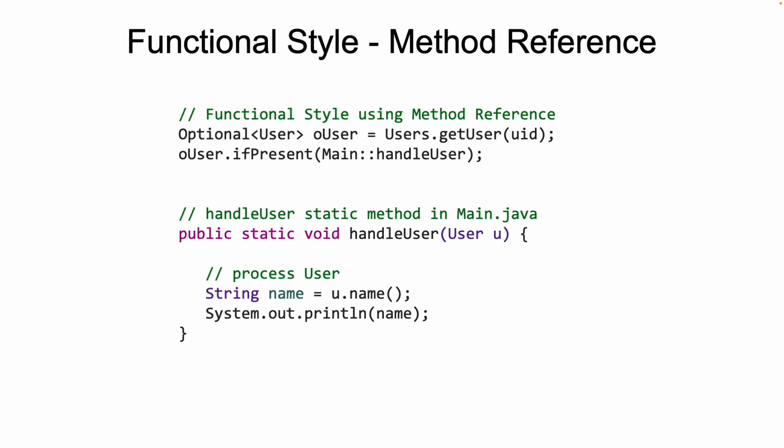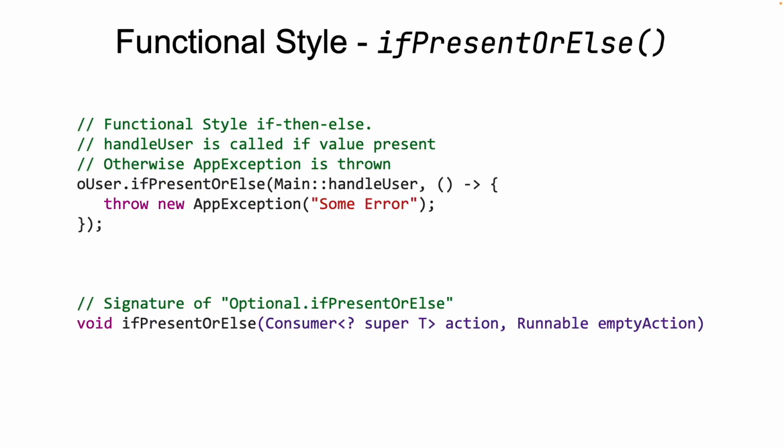But what if the caller wants to use the classic if then else statement? The caller wants to do something as part of the else. That's possible by using the method ifPresentOrElse. Here's an example. If a user is available, then the first parameter, which is a method reference, is invoked. Otherwise, the second parameter, which is a lambda function representing a runnable, is called.